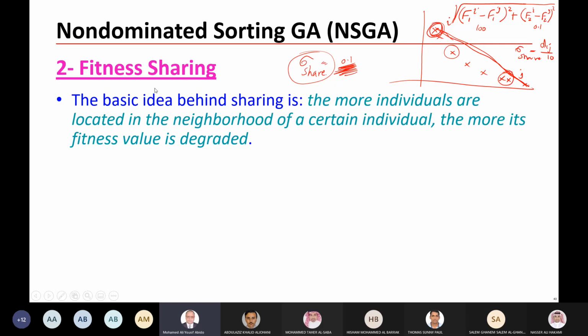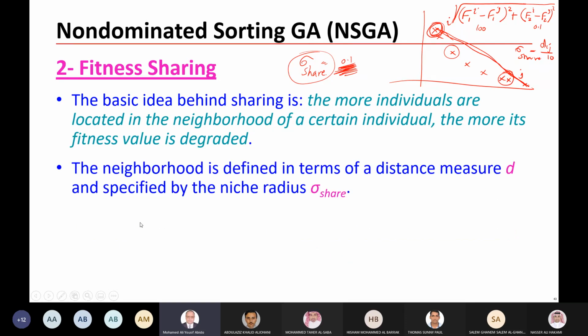So yes, you define a neighborhood by a radius, and this radius can be set as the distance over 10. Sometimes you divide by 20, sometimes you divide by something else, so this is a subjective value. The neighborhood is defined in terms of a distance d specified by the niche radius sigma share.